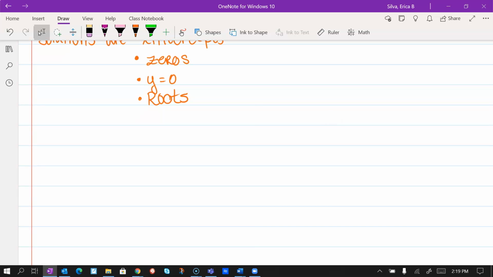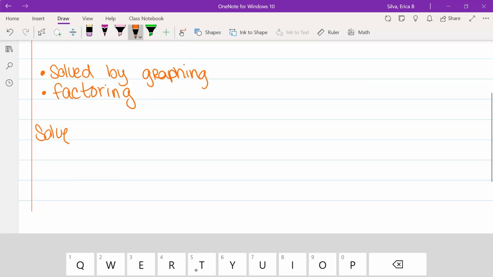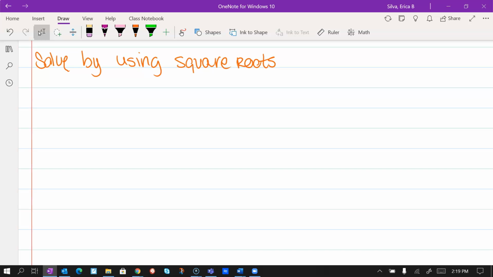use to solve it. So like I said, before Christmas break, or I'm sorry, winter break, we solved by graphing and we solved by factoring. And today we're going to solve by using square roots. There are 3 steps for us to solve by using square roots.